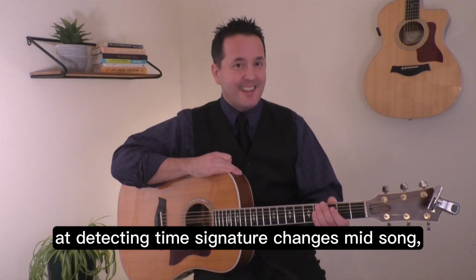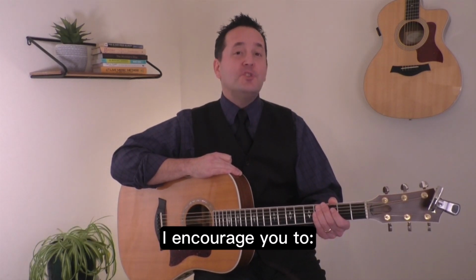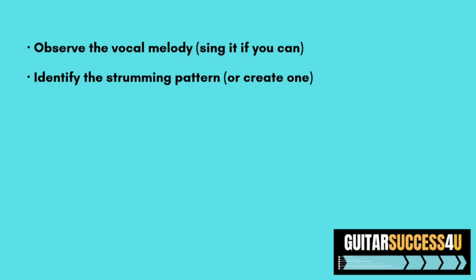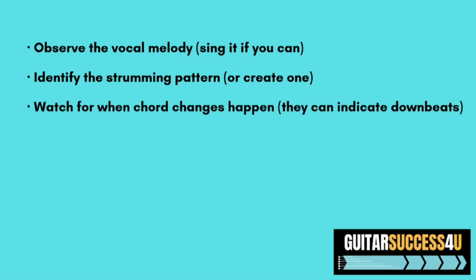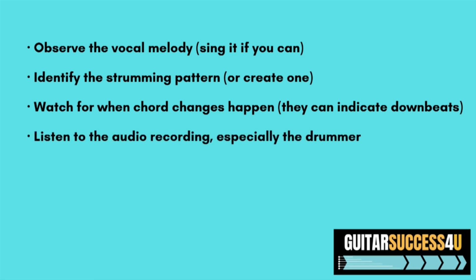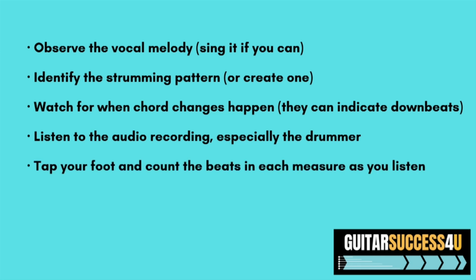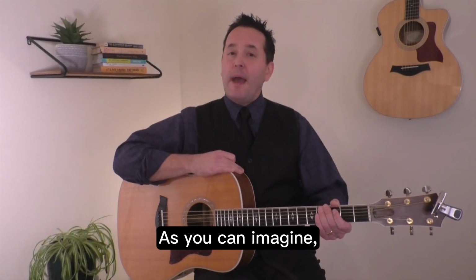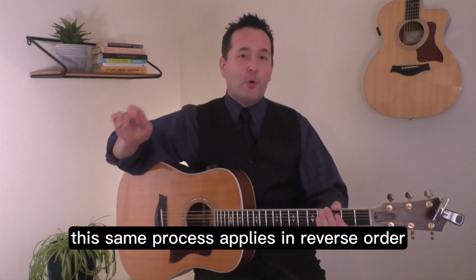To get better at detecting time signature changes mid-song, I encourage you to observe the vocal melody, sing it if you can, identify the strumming pattern, or create one, watch for when chord changes happen. They can indicate downbeats. Listen to the audio recording, especially the drummer. Tap your foot and count the beats in each measure as you listen. Reference a lead sheet instead of a chord chart. And follow your intuition.